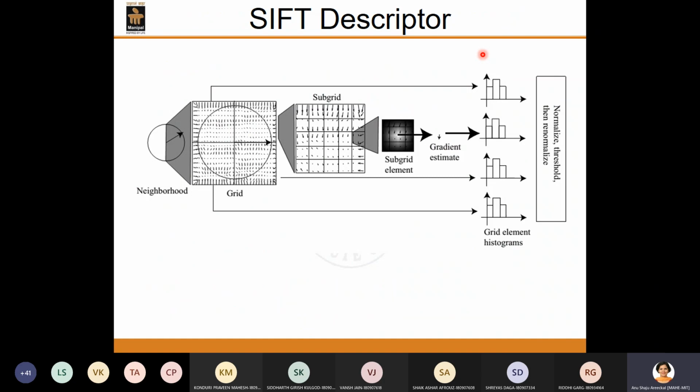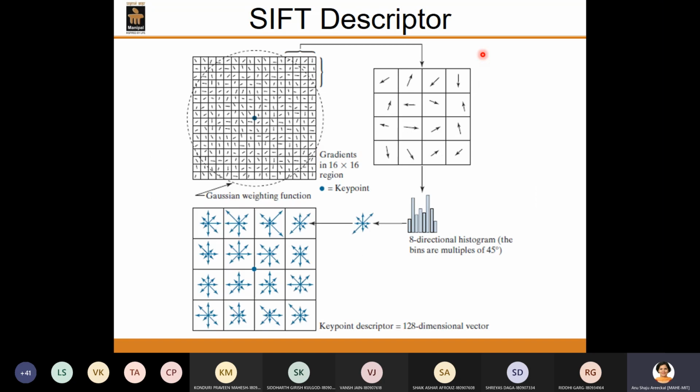Now, in a SIFT descriptor, once the key points are identified, if there's any doubt till now, I'll take that and then move forward. Do you have any doubts till the SIFT detector?